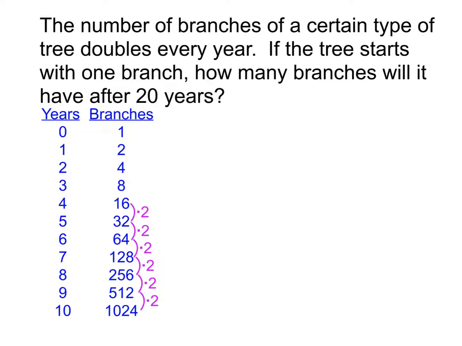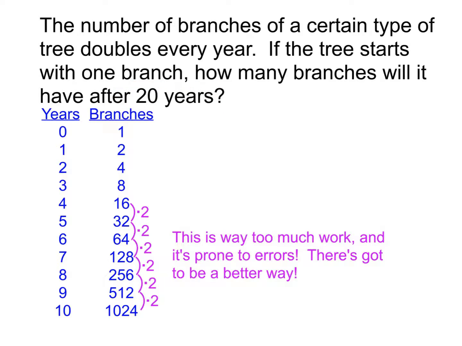Now the problem with this method, if we're going to try to just rely on this, is that we're trying to figure out how many branches will be there after 20 years. We don't really want to have to do this 20 times. One, it's a lot more work than it has to be. And 2, it's prone to errors. It's very easy if you're just saying times 2 times 2 times 2 to make a typo or to miscount. We get distracted partway through. It's not a very good method to rely on just saying times 2 over and over again.